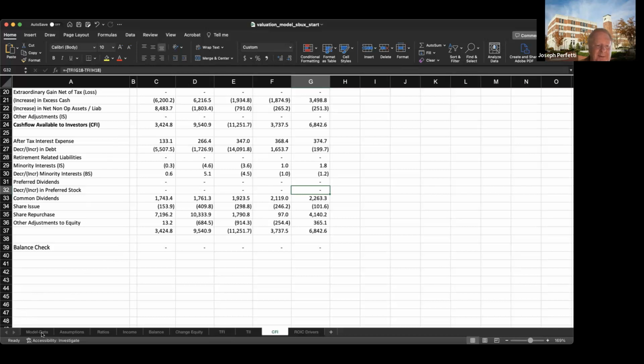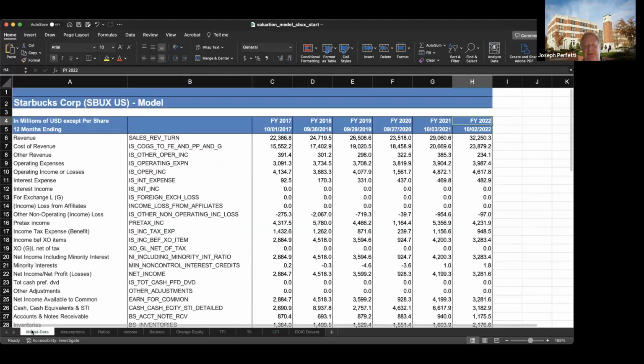It has a series of tabs. They go from left to right. Okay. The first tab is the new tab that I mentioned today. It's got 6 years of raw historical Starbucks income statement and balance sheet data that was downloaded from Bloomberg. Okay, this is their last 6 historical annual reported years in raw format.